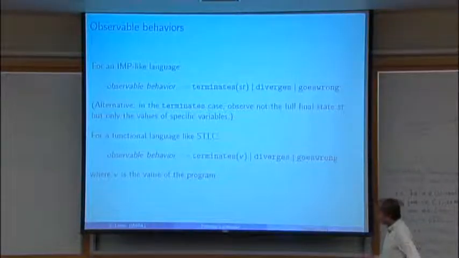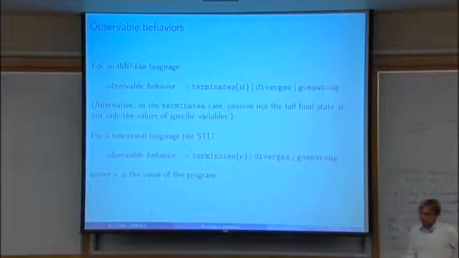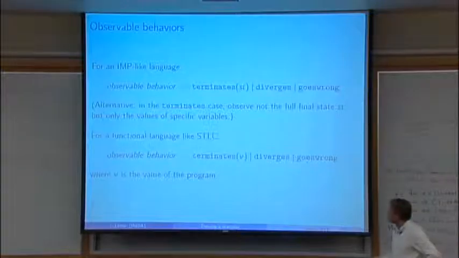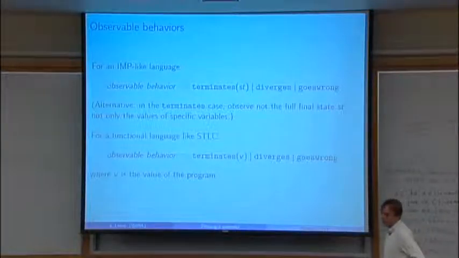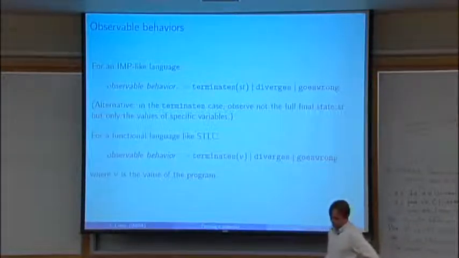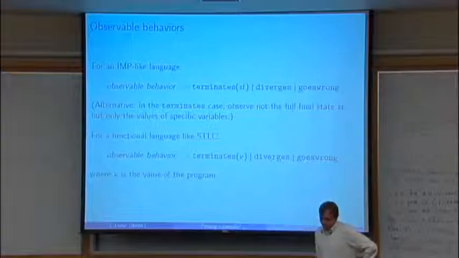So likewise, for a functional language, like simply typed lambda calculus or any other pure functional language, in general, you have three behaviors: termination on a final value, or divergence, or going wrong.